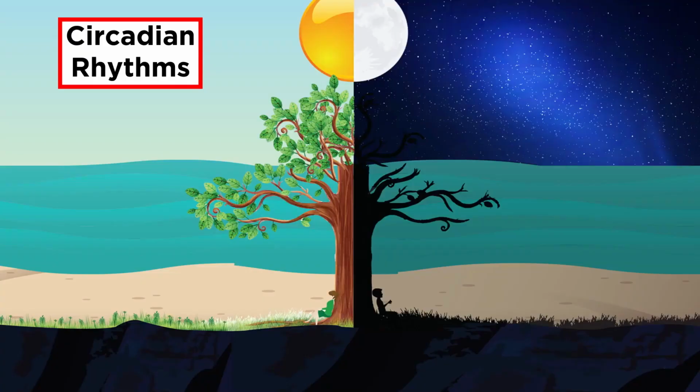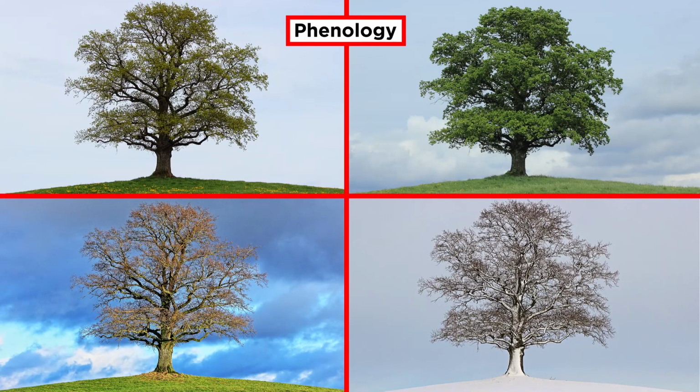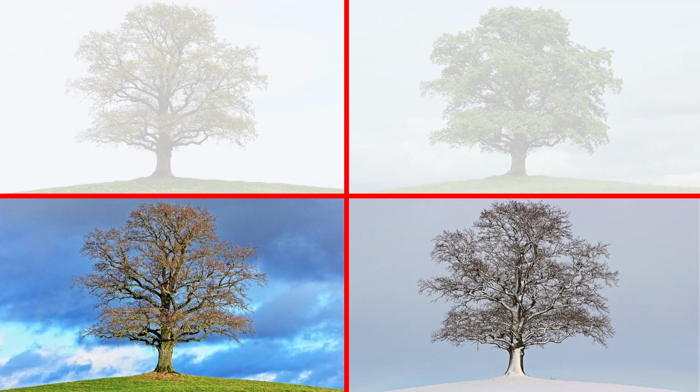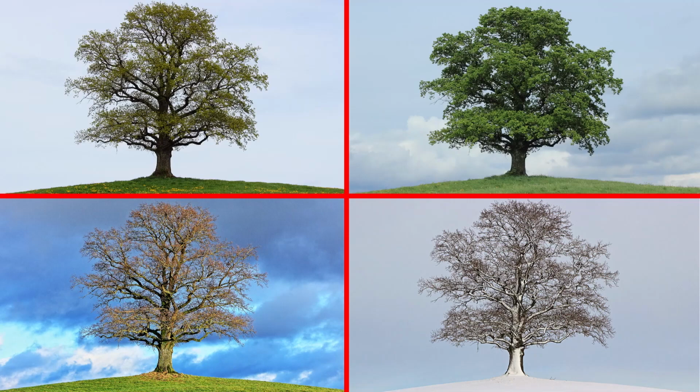While circadian rhythms are the day-night cycles of plants, phenology is how scientists describe the seasonal or yearly cycles of plants. Most plants do their growing during the warm, wet months of the year, and then either become dormant or die during the dry, cool months. But plant phenology can get much more complicated than that.